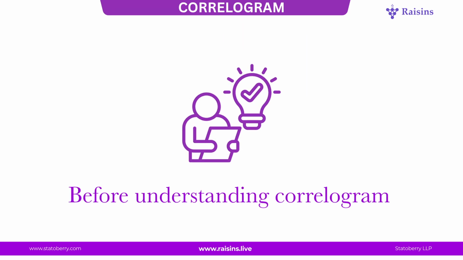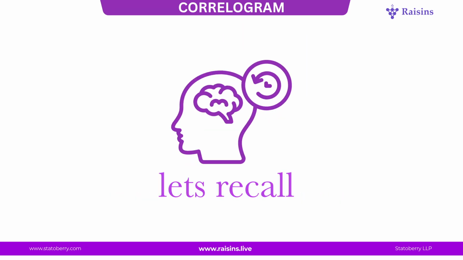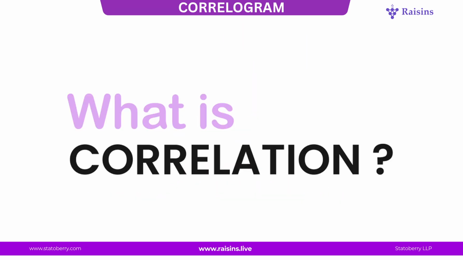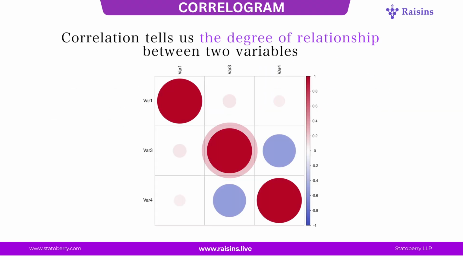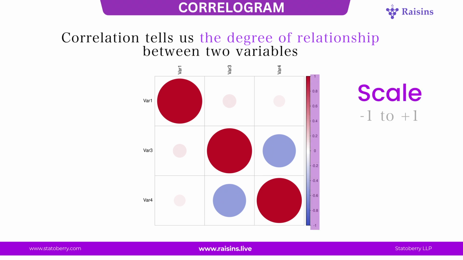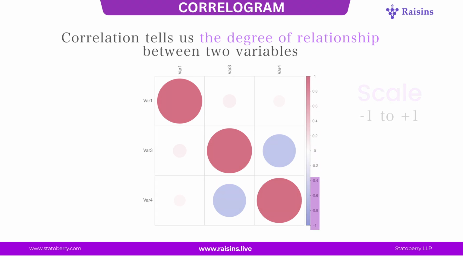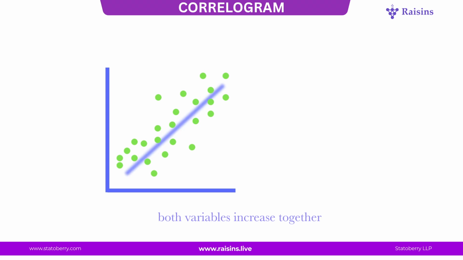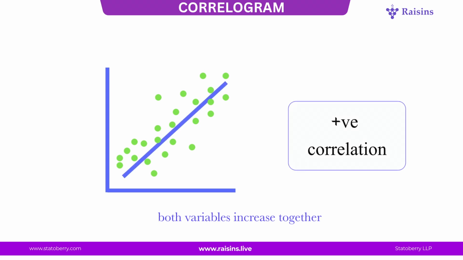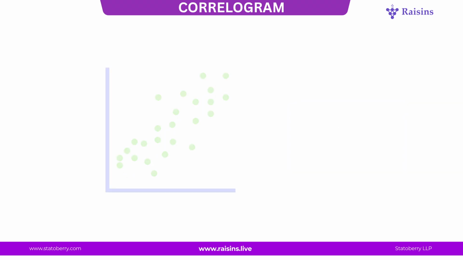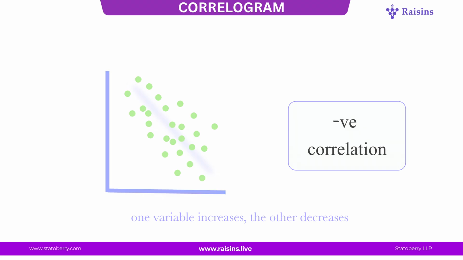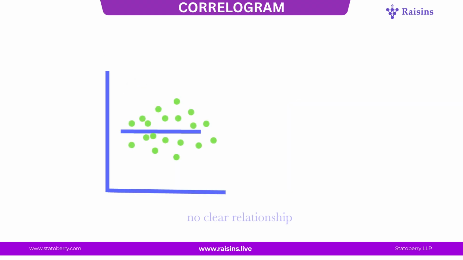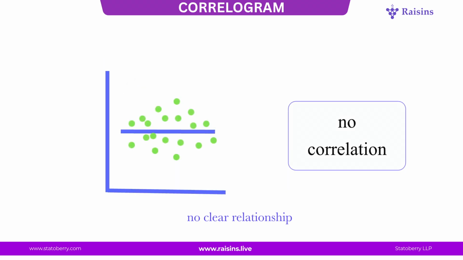Before understanding a correlogram, let's quickly recall what correlation means. Correlation tells us the degree of relationship between two variables on a scale of -1 to +1. If both variables increase together, it is called positive correlation. If one variable increases while the other decreases, it is called a negative correlation. And if there is no clear relationship, the correlation is close to zero.